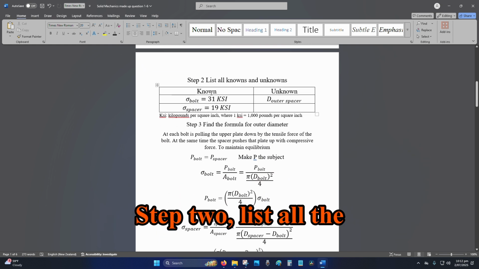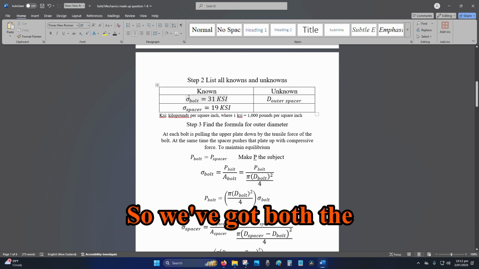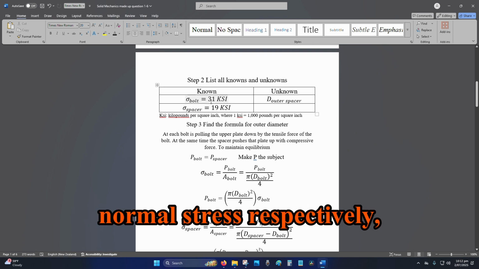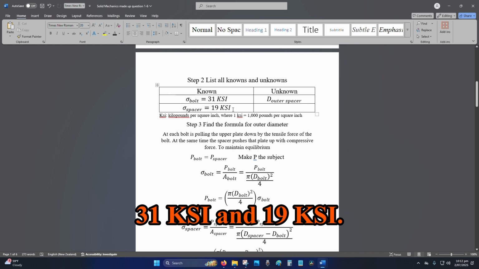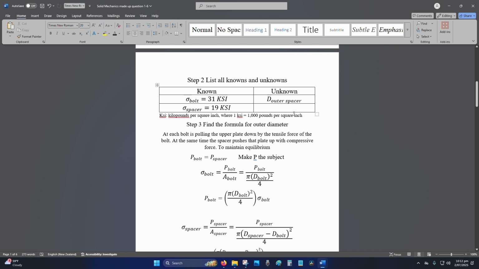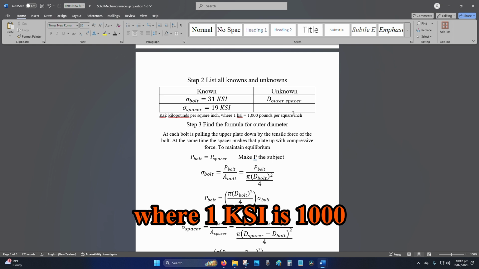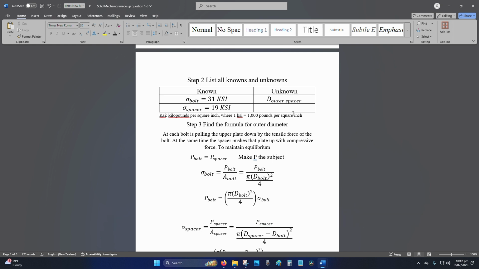Step 2, list all the given values and the unknown. So we've got both the normal stress respectively, 31 ksi and 19 ksi. We want to find the outer diameter of the spacer. KSI is kilopounds per square inch, where 1 KSI is 1,000 pounds per square inch.